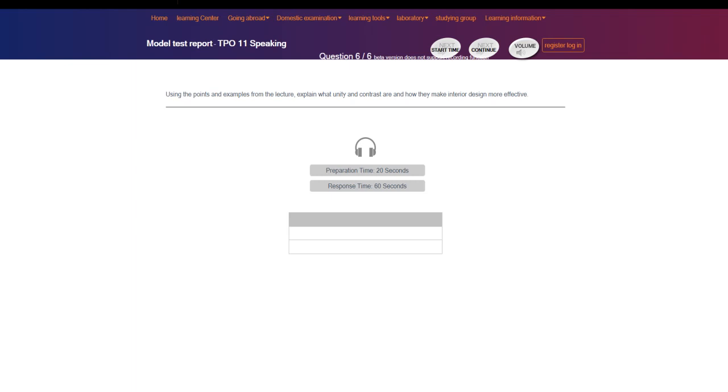Using the points and examples from the lecture, explain what unity and contrast are and how they make interior design more effective. Please prepare your answer after the beep. Please begin speaking after the beep.